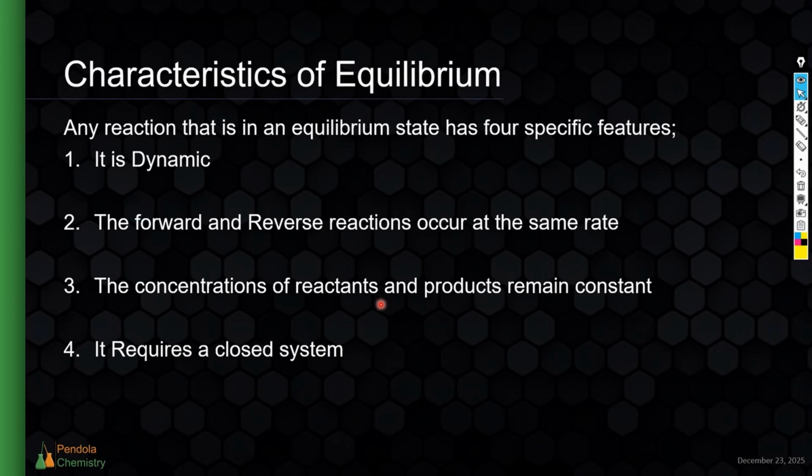The concentrations of the reactants and the products remain constant, meaning that even though the reactants are becoming the products and the products are becoming the reactants, their concentrations do not change. As one reactant gets created, one reactant gets used up to create a product. So the concentrations of the reactants and the products are constant. And then finally, it requires a closed system. So it's in a closed system. So let's talk about each of these four characteristics of equilibrium state in their own individual slides.